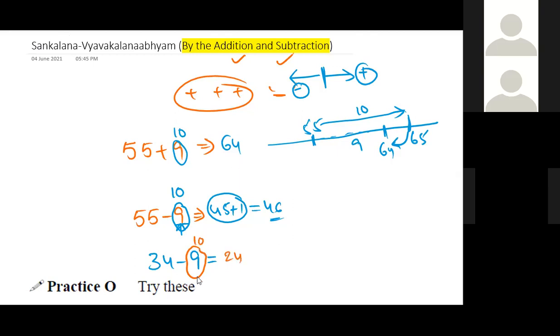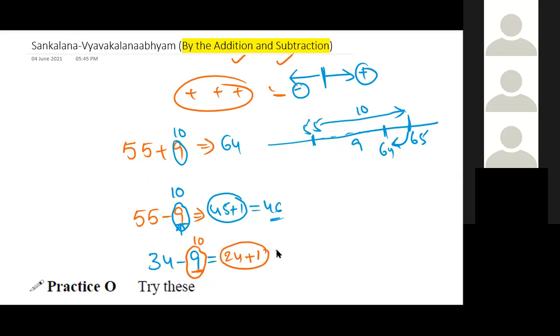24. We have subtracted one number extra, right? Instead of 9, we have subtracted 10, which means we have subtracted one number extra. That's why we have to give it back. We should add one number to the answer. Yes. That's why it will be 25.